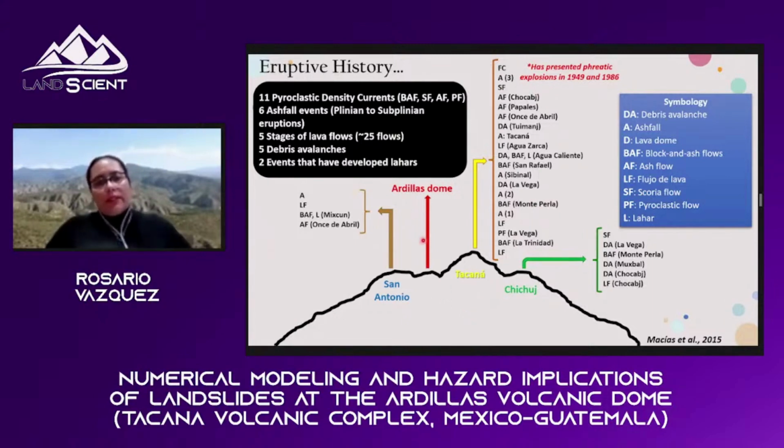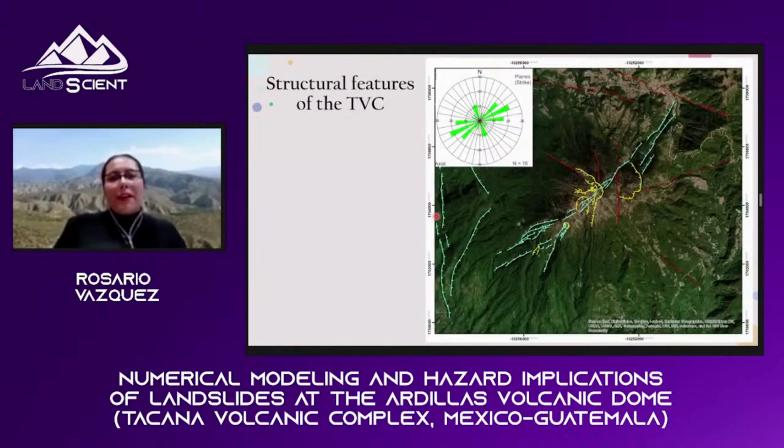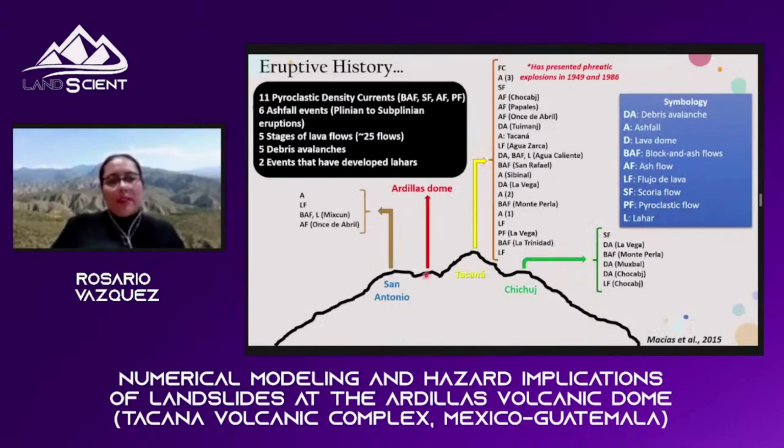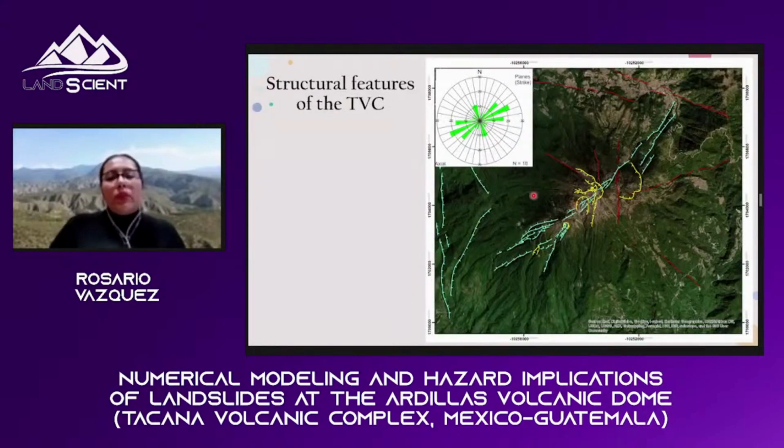Okay, but the main thing about this research is the Ardillas Dome. And we can see from this map the structural features, I mean the fractures and the fissures and the faults that are currently dissecting the volcanic edifice. And we can see that the main orientation of these features is consistent with the same orientation as the volcanic complex main edifices, which is northeast, southwest.